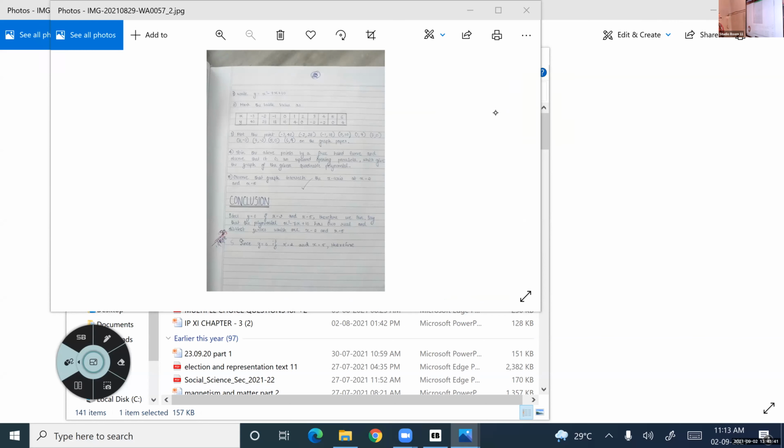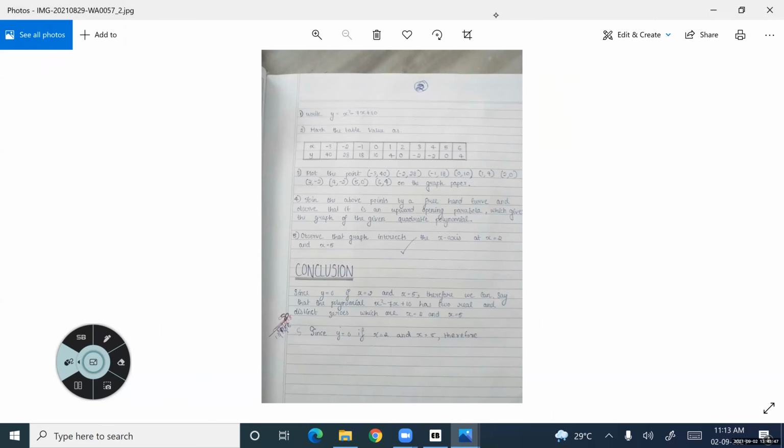So, procedure. In procedure, write y is equal to x square minus 7x plus 10. Okay, we are writing y is equal to x square minus 7x plus 10. Mark the table. How to mark the table? How to fill this table?